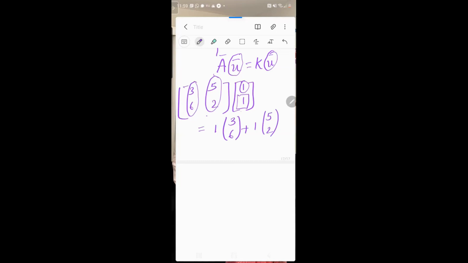Yeah. Okay. So what do you get when you do this? You get 1 times 3 plus 1 times 5, 8. 1 times 6 plus 1 times 2, also 8. Very convenient. Interesting. You picked a nice matrix.